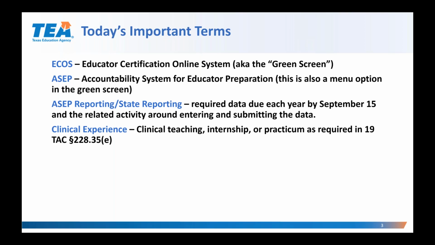You will hear some acronyms today that will be important for you to know as you are following along with the presentation. First, ECOS, or ECOS, refers to the Educator Certification Online System that houses educator and EPP data for the state. You are most familiar with the ECOS for Entities, which is the green screen your EPP uses to create admission records, grant test approval and recommend certificates for candidates, and report EPP data such as candidate enrollment, clinical experience, and observation data.